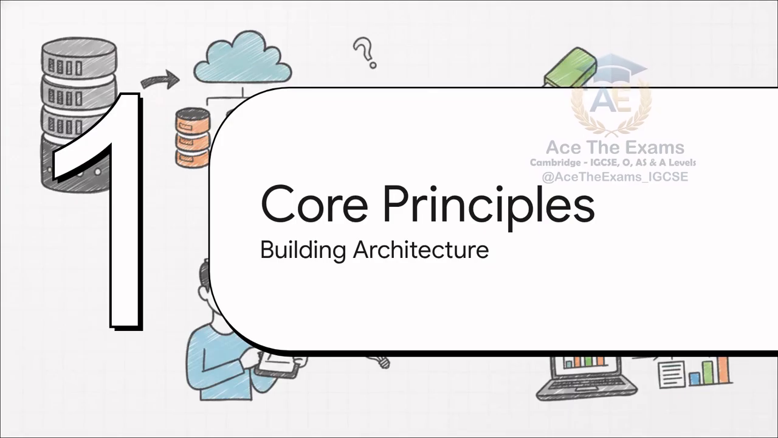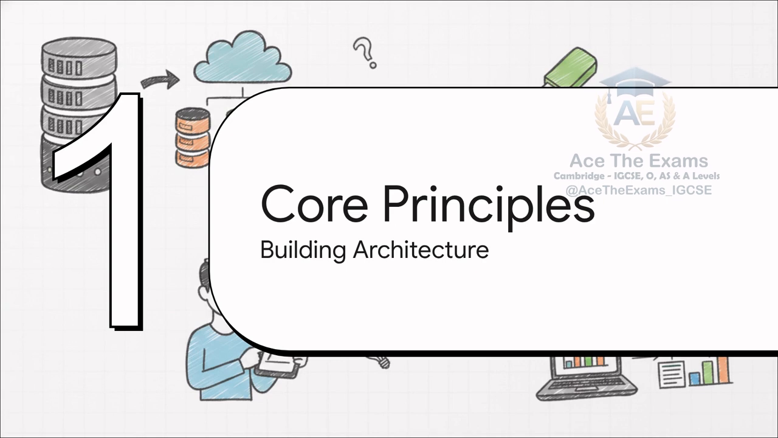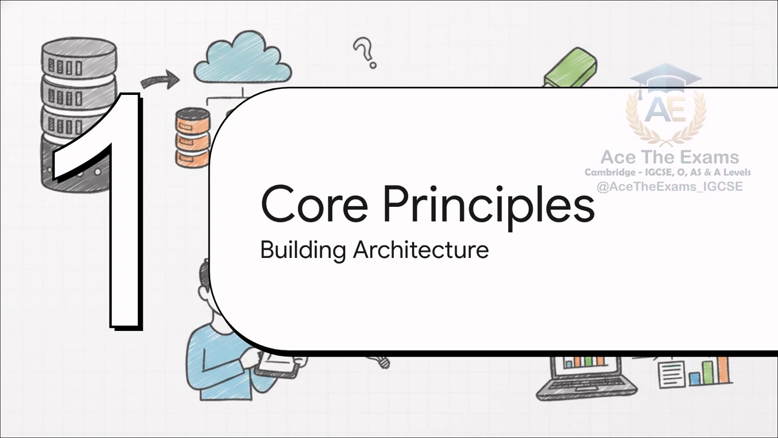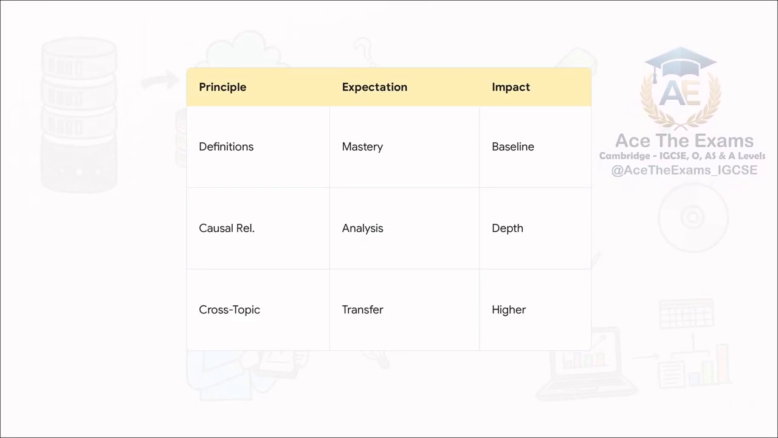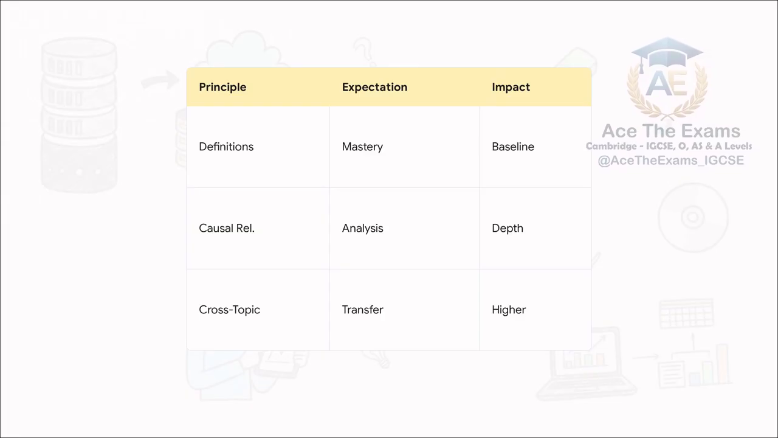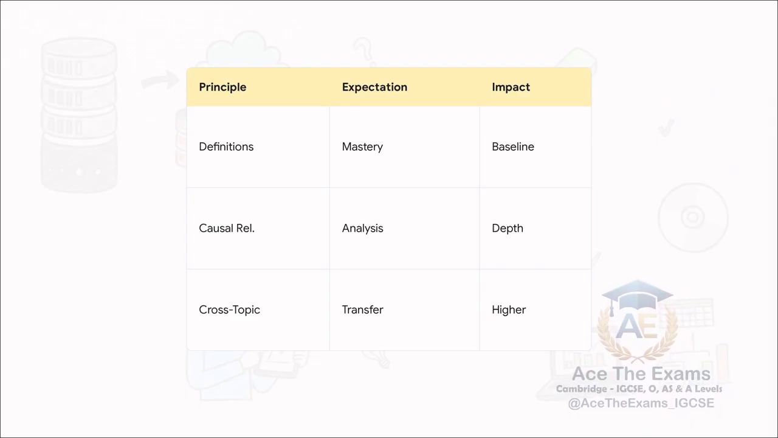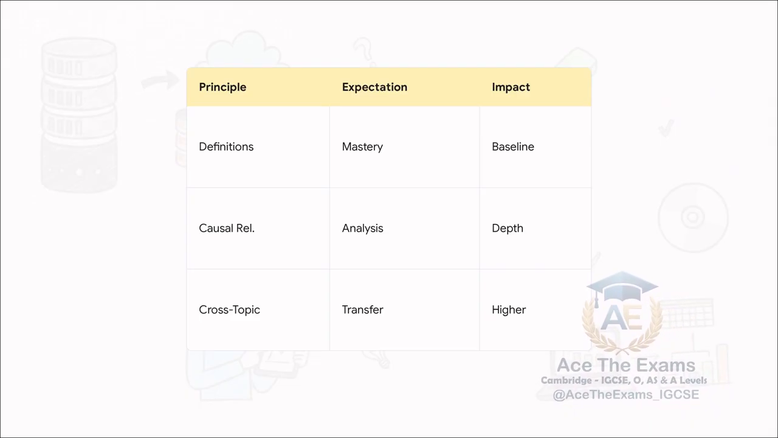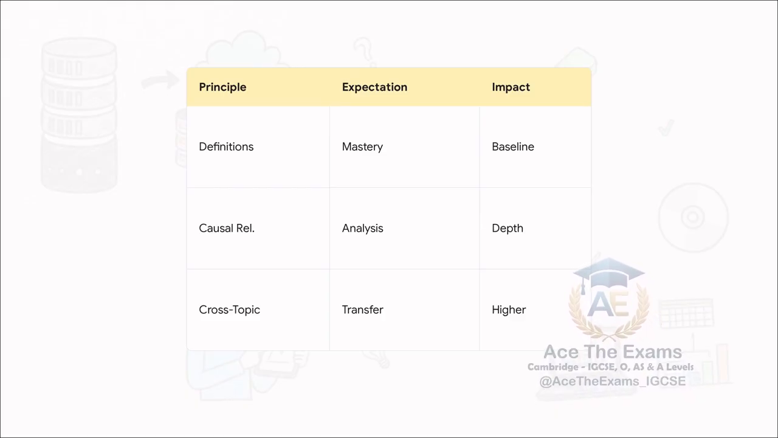Transitioning into Sector 2, mastering core principles and building the architecture. This is where we shift from generic memorization to high-level, specific understanding. Now, what's really fascinating about this matrix is how it visually maps the exact architecture of top-performing answers. Let's read across the rows together. If your core principle in your answer is just definitions, like Alex giving us the textbook definition of a sensor, the examiner expectation is mere mastery of basic facts. As a result, your mark impact is just the baseline. You're getting 1 or maybe 2 marks and you're stuck at the back of the grid.